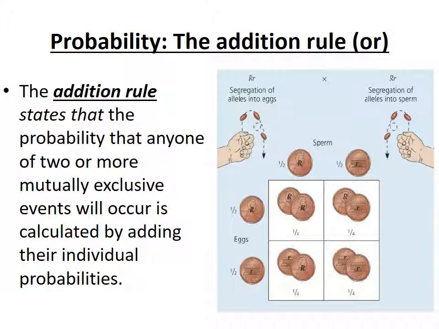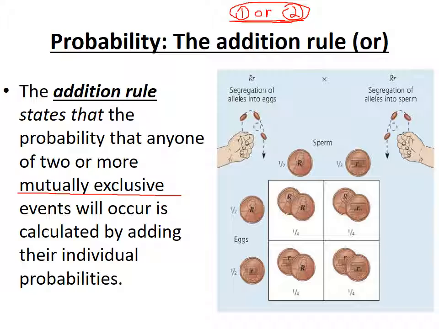So the addition rule is to figure out what are the chances of 2 or more mutually exclusive events happening. What that means is, let's say you have event 1 and event 2. They can't happen at the same time. So it's 1 or 2 happening. To figure out what are your overall chances when there's multiple choices, you have to add them together. Let me show you what I mean by that.